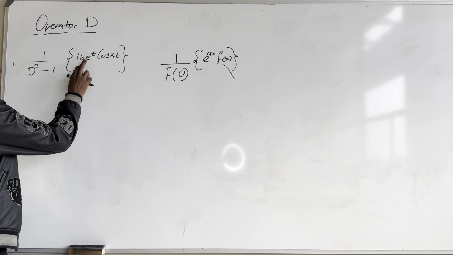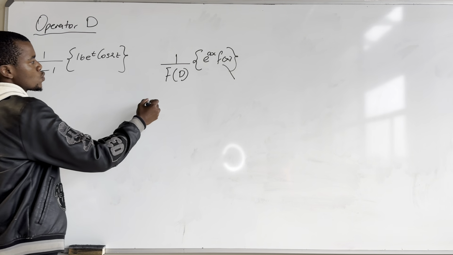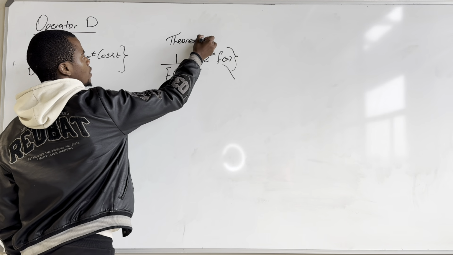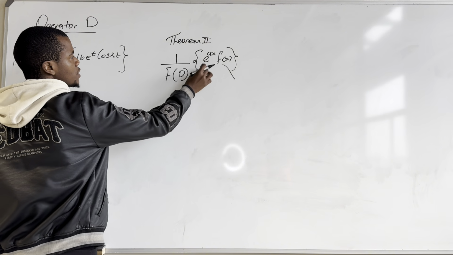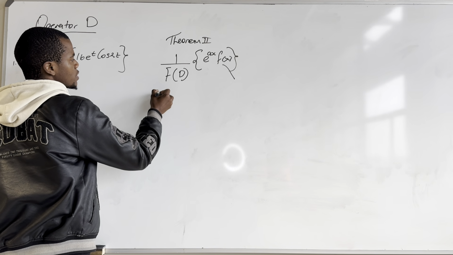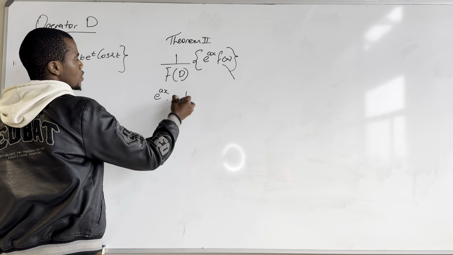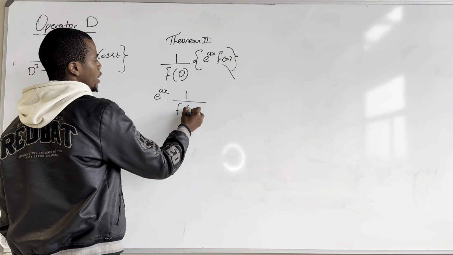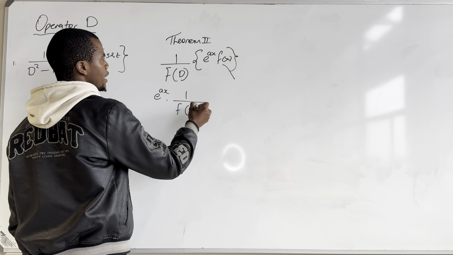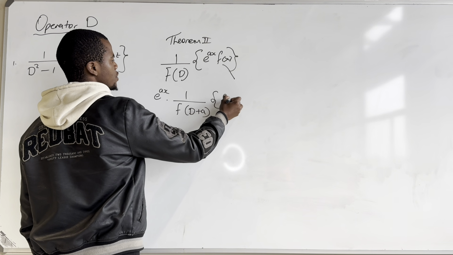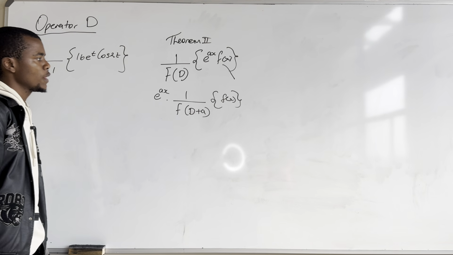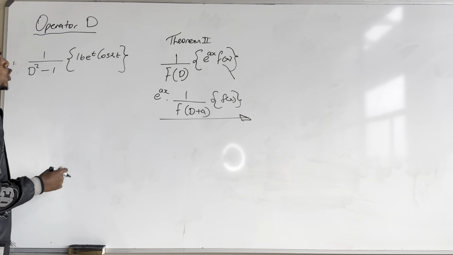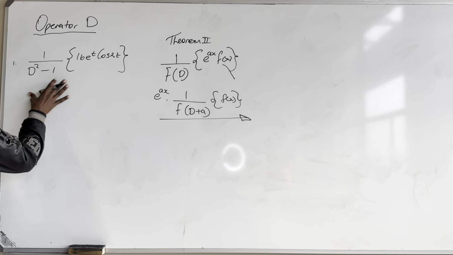Here we will apply theorem 2. If we recall, theorem 2 says we just need to take this e to the power of ax aside, and then times 1 over a function of D plus a, operating on a function of f of x. So this is how we approach theorem 2, and it is exactly what we are supposed to do here.